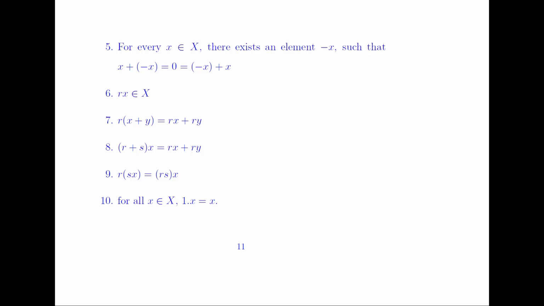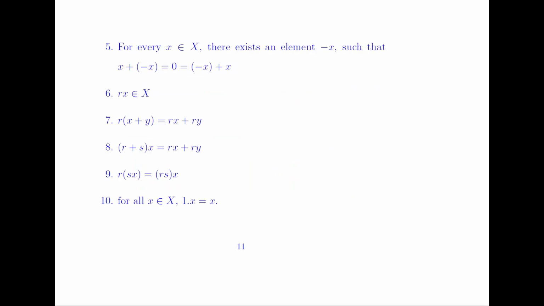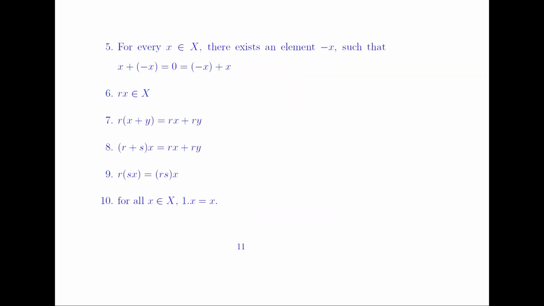The ninth one is the associative property of scalar multiplication: r into s x is equal to r s into x. And for all x belonging to X, we have 1 into x is equal to x. Now if any set satisfies all these 10 axioms, then we can say that the set is a vector space or a linear space. It is a linear space because it satisfies the properties under addition and scalar multiplication.